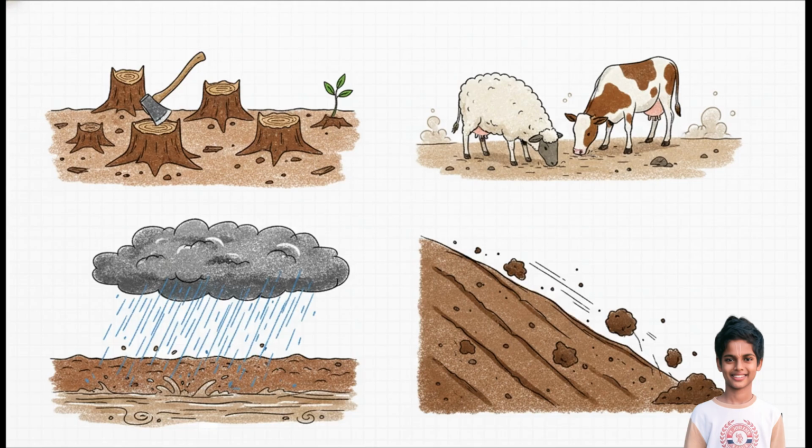1, deforestation, because chopping down trees leaves the soil completely loose. 2, overgrazing by animals, which strips the protective grass layer. 3, floods and heavy rainfall that literally wash bare soil away. And 4, improper farming techniques, especially on hillsides where the soil is already so easy to erode.